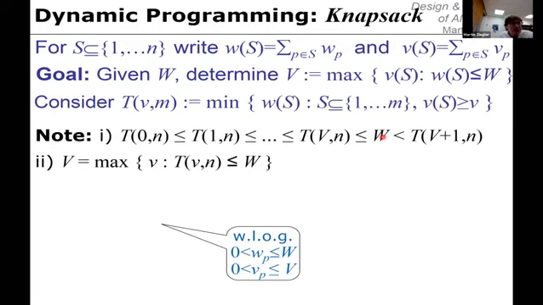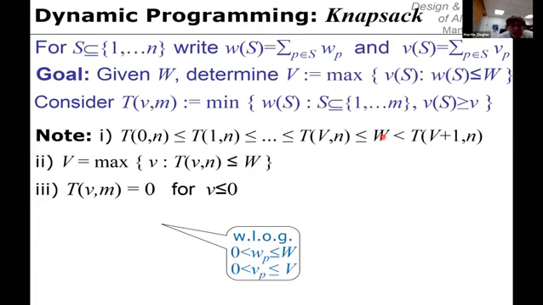The next thing to observe is that the value we're actually interested in is the largest value where the table satisfies this weight constraint. Now let's have a look at the top row of the table. So the top row, that's where the values are 0.